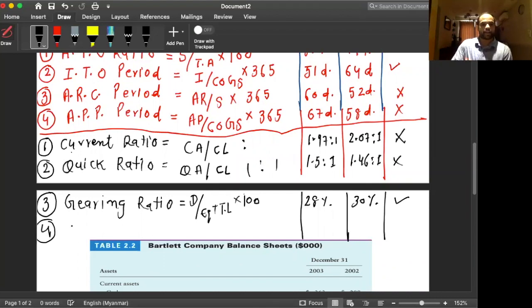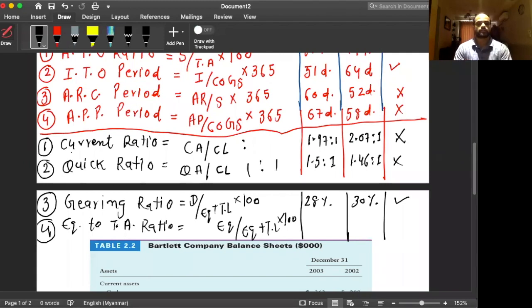The next one is equity to total assets. Equity to total assets ratio. The formula is equity divided by equity plus total debts. Calculate. You tell me.